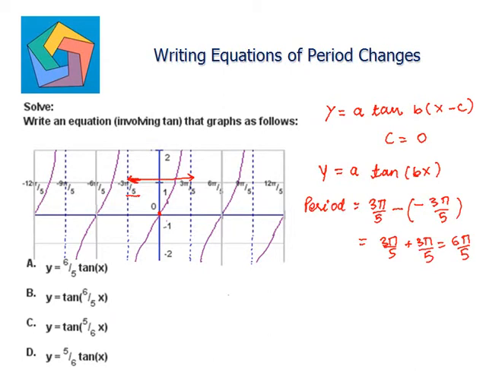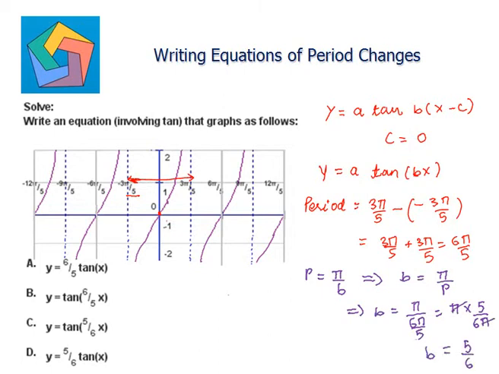Now period of tangent functions is given by pi by b. This implies we can also say b is equal to pi by period. This implies b is equal to pi over 6 pi by 5, which can also be written as pi times 5 over 6 pi. Pi and pi cancel out. We are left with 5 by 6 as b. So we get b, we get c. Now we need to determine a. The equation becomes y is equal to a times tangent 5 by 6 x.